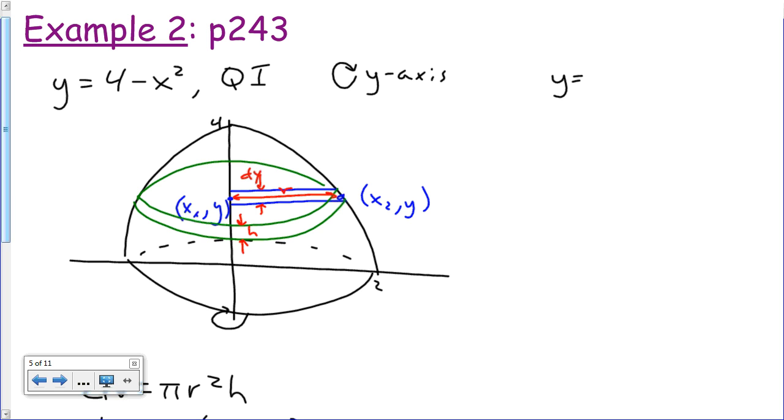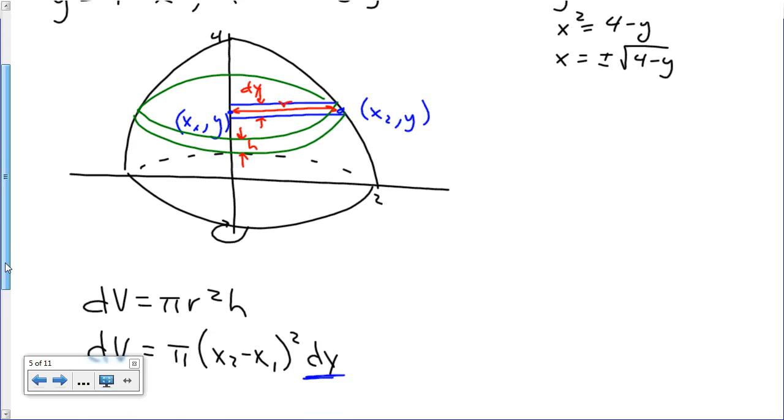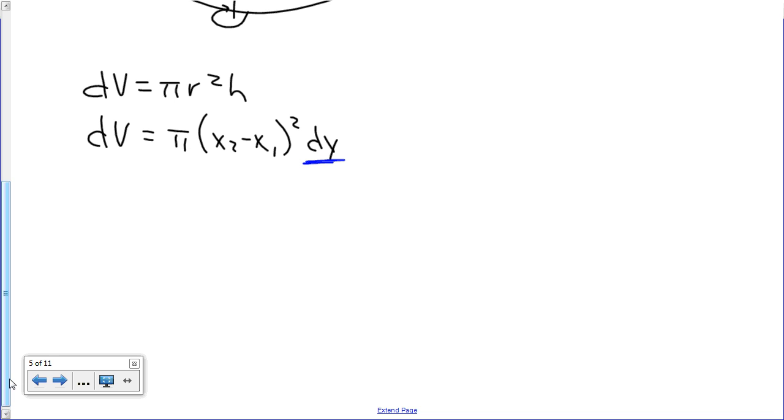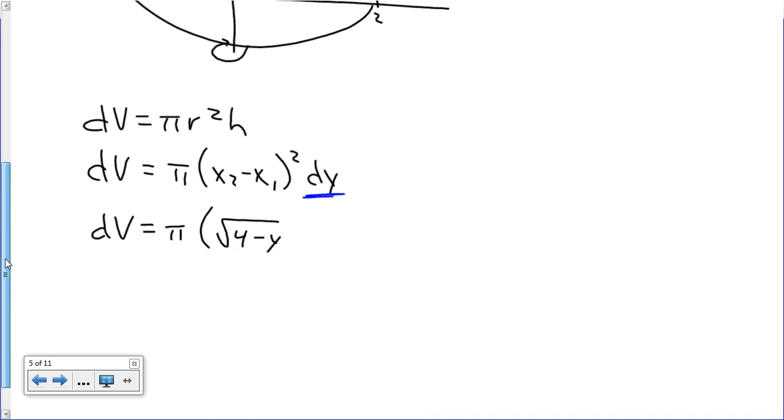If y equals 4 minus x squared, I'll solve that over here on the side. Then solving for x, I'll have x squared is equal to 4 minus y, and so x is equal to, technically you get plus or minus the square root of 4 minus y. And the negative part of that is over in the second quadrant, because x is negative over there. We only want the positive part of that, so the x2 will get replaced with that. So it's pi times the square root of 4 minus y.